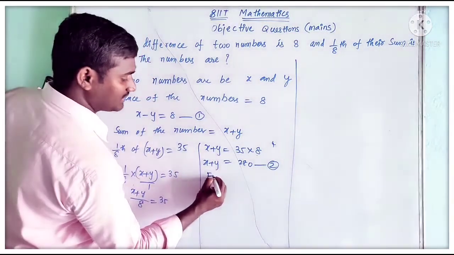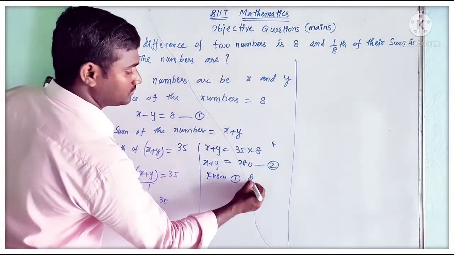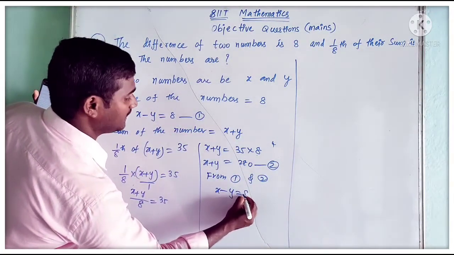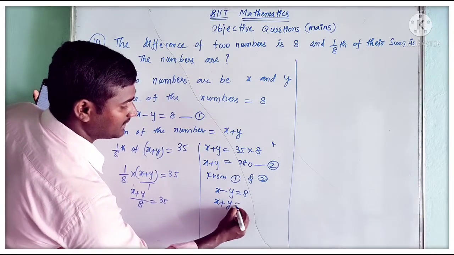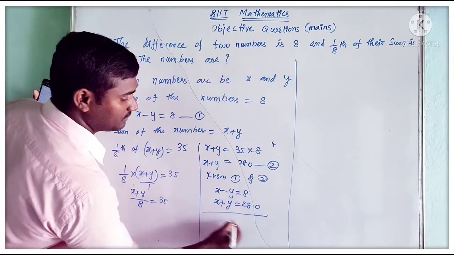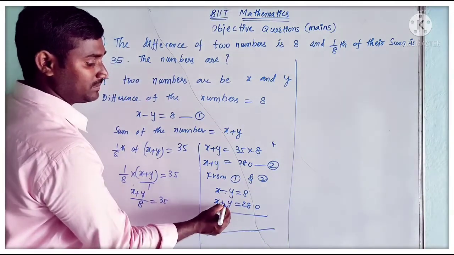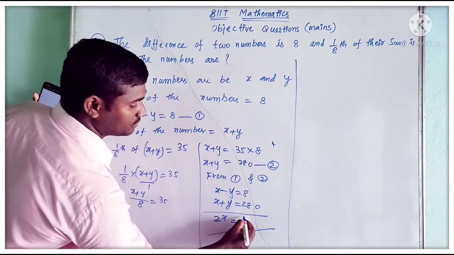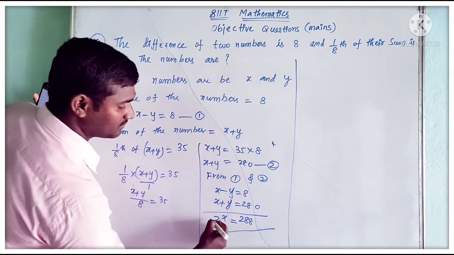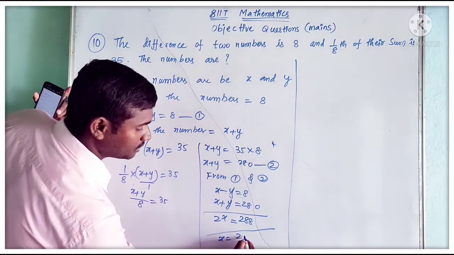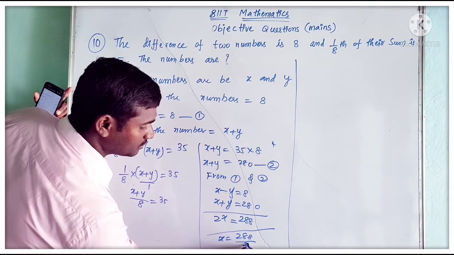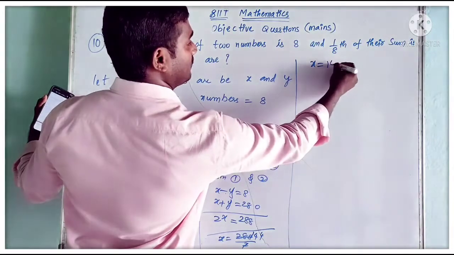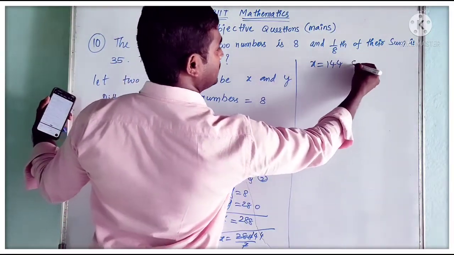From equation 1 and 2: equation 1 we have x minus y equal to 8, and equation 2 we have x plus y equal to 280. If we add these two equations, minus y plus y is 0, x plus x is 2x, equal to 8 plus 280, 288. So x equal to 288 by 2, 2 ones are 2, 144. So x is equal to 144.